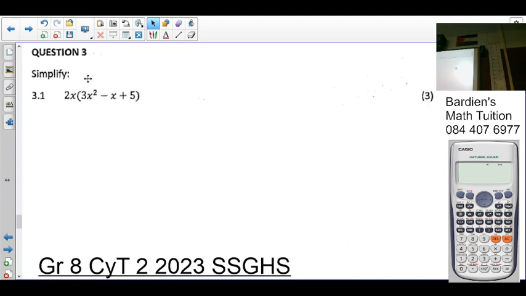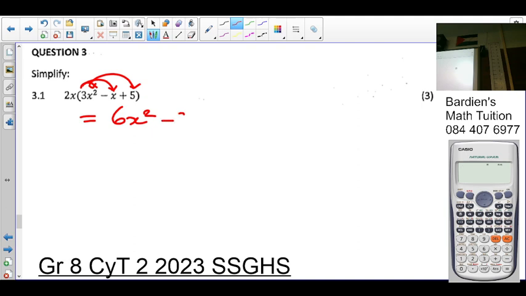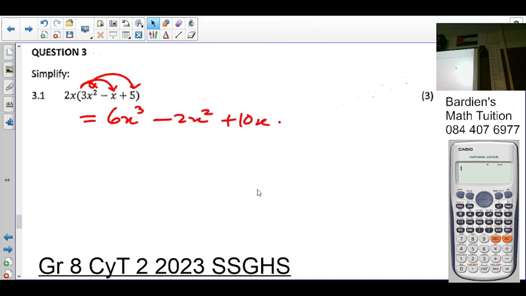In question 3 it says simplify. So what do I have to do here? Get rid of the brackets. And we're going to get rid of the brackets by applying the distributive rule. So 2x times 3x squared is 6x cubed. 2x times negative x is negative 2x squared, yes? Making a lot of mistakes today. So 6x cubed minus 2x squared plus... Okay. Any confusion there?